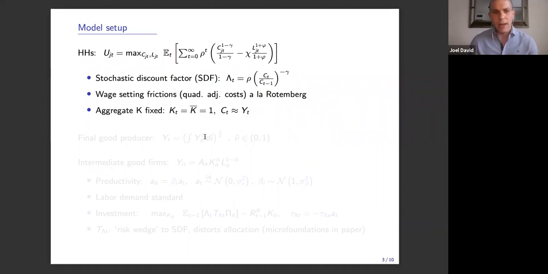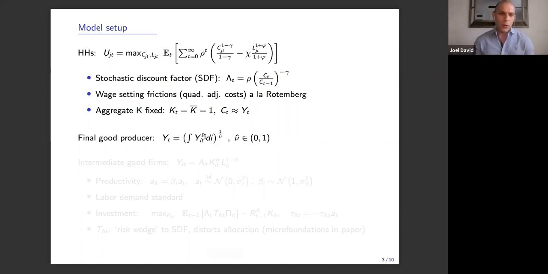We assume that the aggregate capital stock is always fixed. This is a standard assumption in the New Keynesian literature, and for us it lets us hone in on the new aspects of the model, which is, given this fixed pie of capital, how do we allocate it across all these different firms?